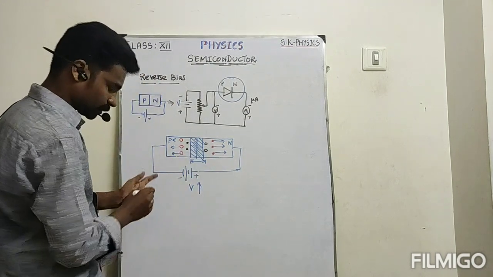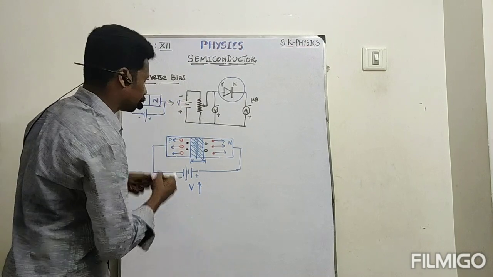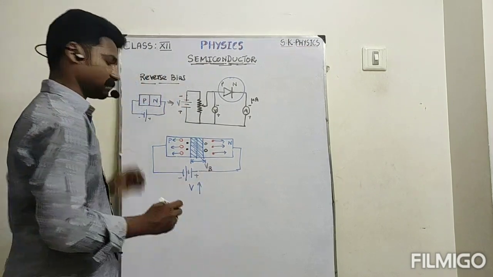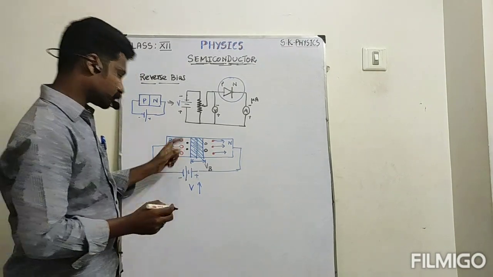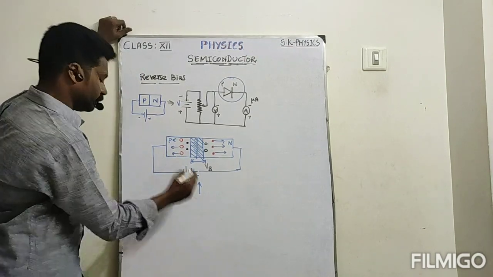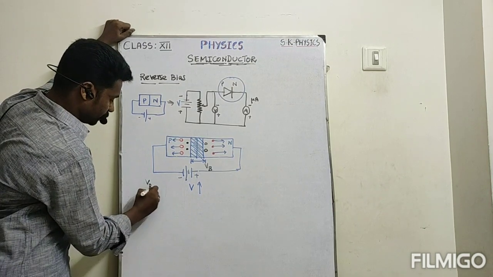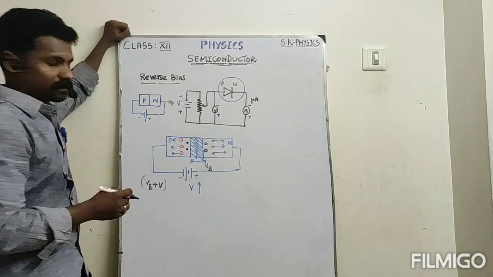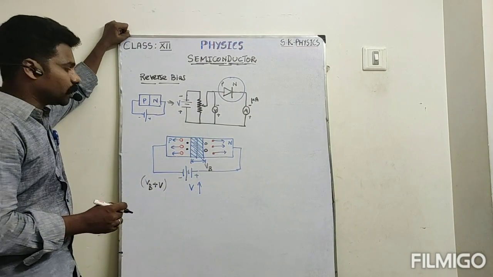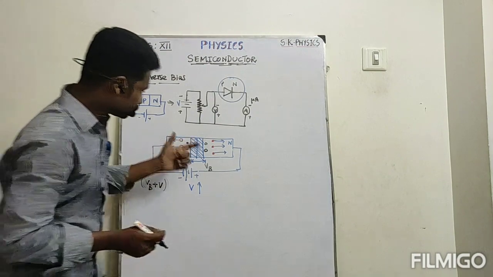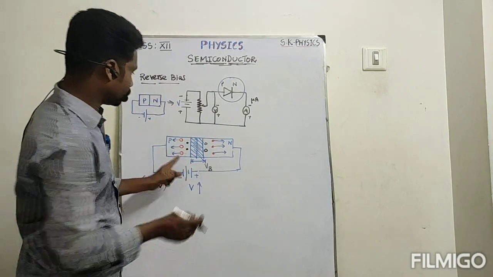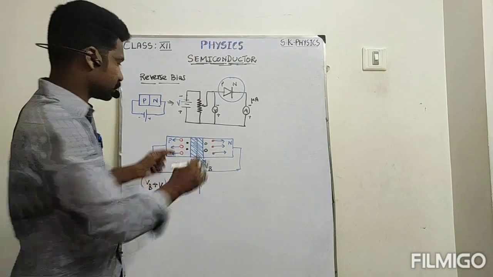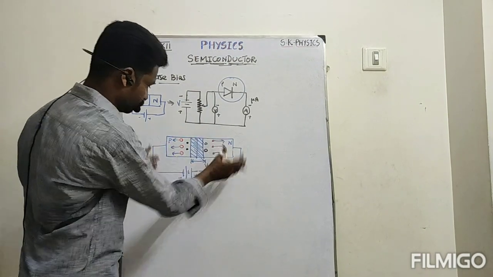So there is a potential barrier, generally represented by VB. Here the net potential barrier we must include is VB plus V. So this is the net potential barrier in the reverse bias. Here there is no diffusion happening, because the majority charge carriers move towards the battery.